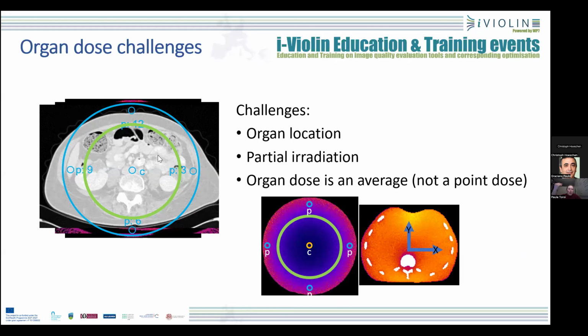So the organ location is one challenge; another challenge is partial irradiation. If you have an organ where 50% of the organ gets 2 grays and 50% of the organ gets 0 grays, the organ dose will be 1 gray. Sometimes it might be important to know the maximum dose inside the organ, but the organ dose definition is for the average. So it doesn't tell us the maximum dose inside the organ. It's not the dose volume histogram that we have in radiotherapy, for example.